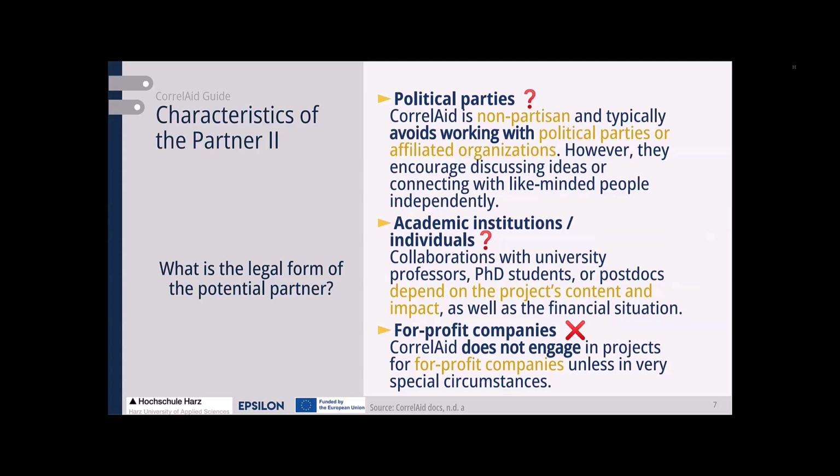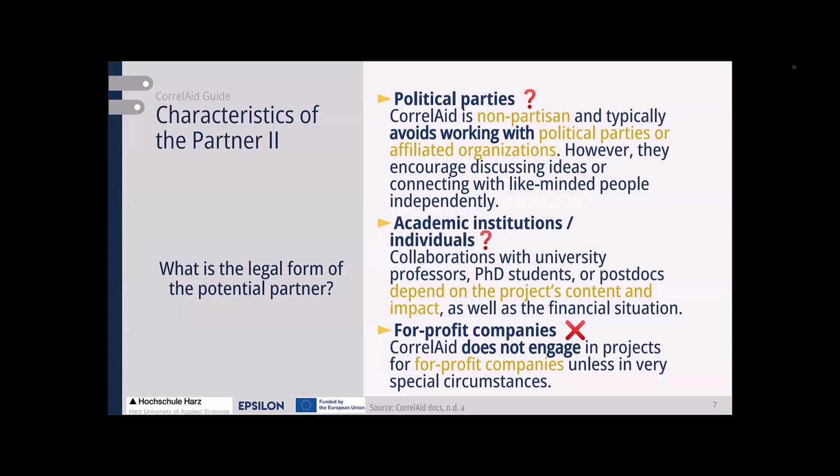Another question that you should ask yourself is, do you want to work with academic institutions or with individuals? So the question here is, on which level do you want to locate your project? Sometimes it's possible to find collaborations with university professors, PhD students, or postdocs. However, you should have in mind that here the research is the main output that is expected from such a project, and the project impact itself should also be somehow connected to social impact.